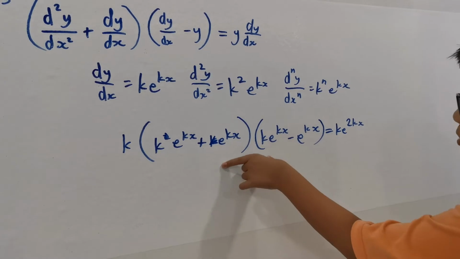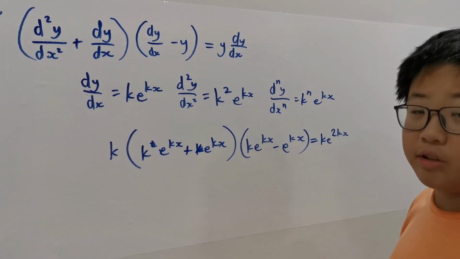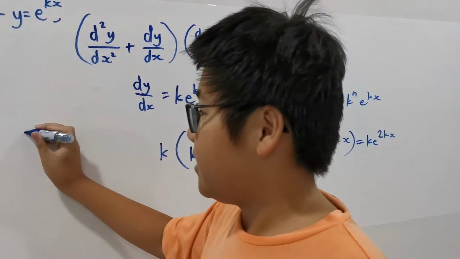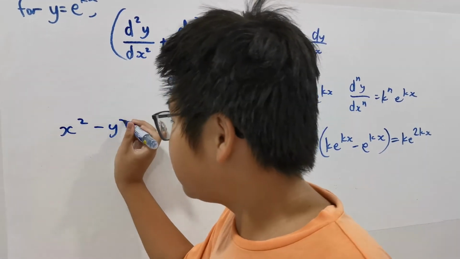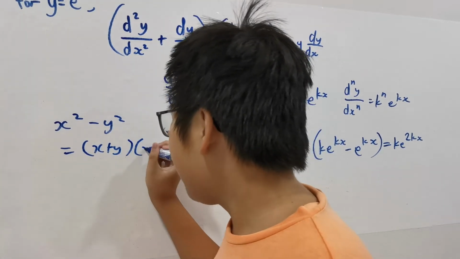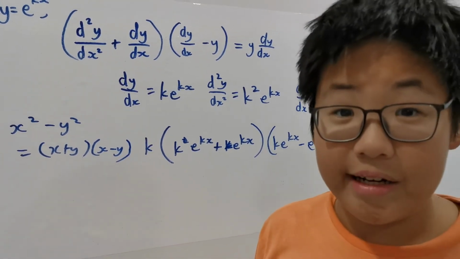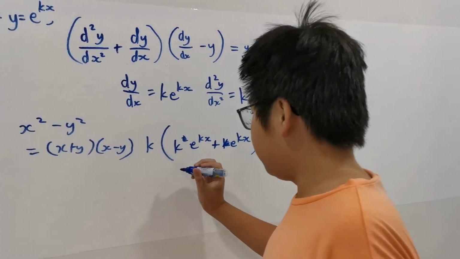These two brackets are always identical except for their signs. We will use an identity called the difference of squares identity. x squared minus y squared equals x plus y times x minus y. This is another one of these common algebraic identities, so remember them.